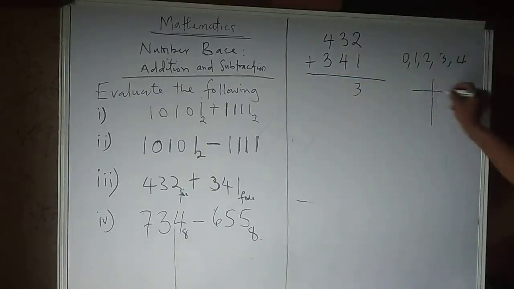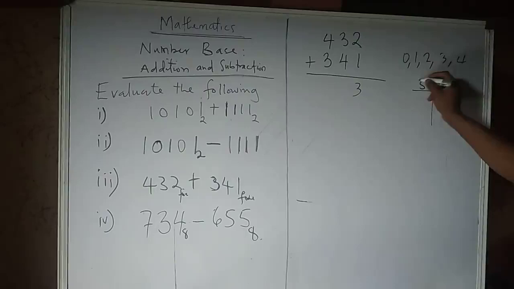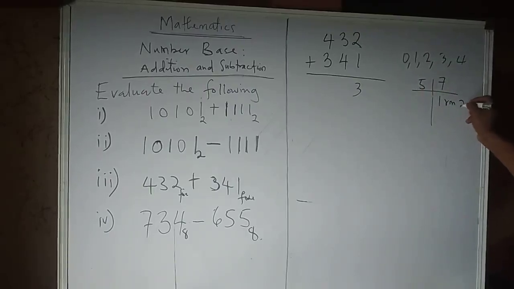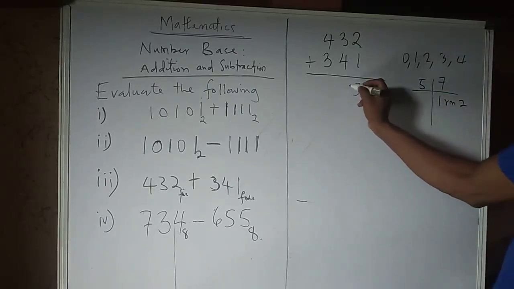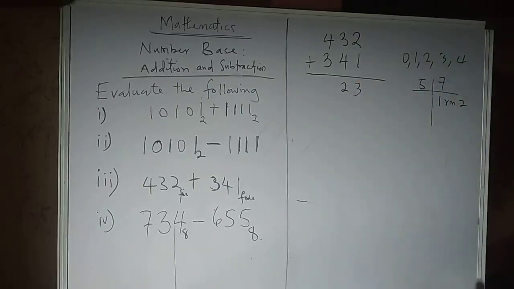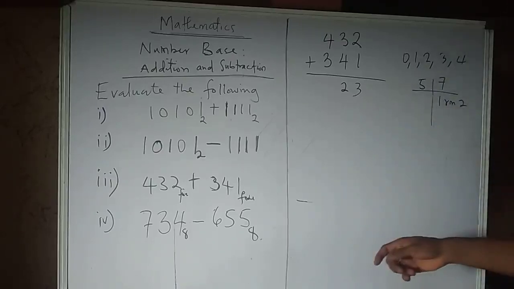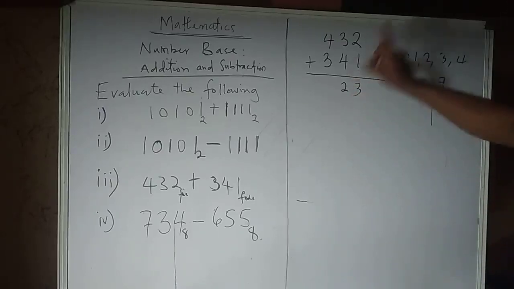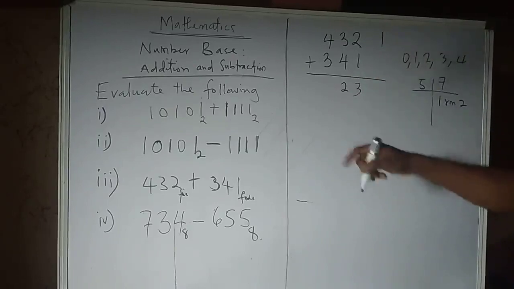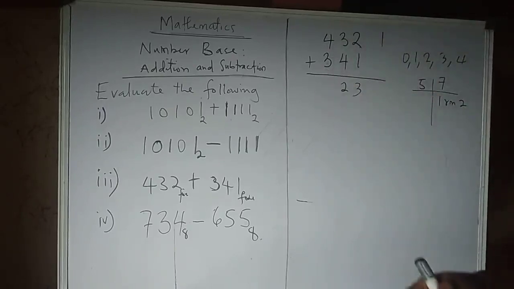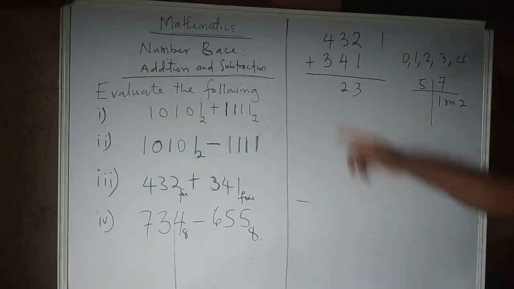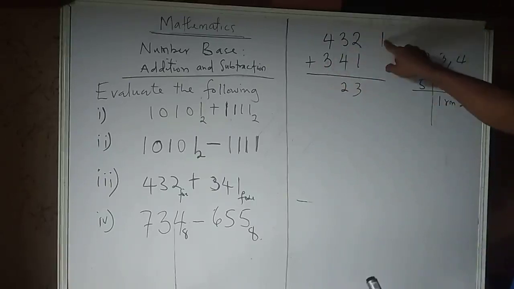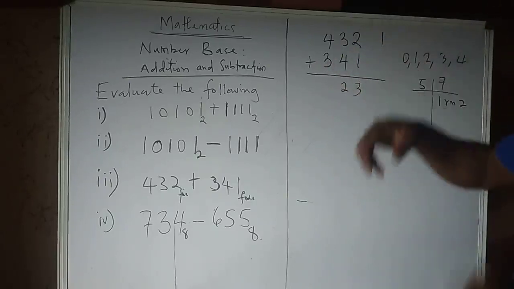So 7 to base 5, we do 7 here, we do 5. 7 divided by 5 is going to go 1 time, remainder 2. So 1 time, remainder 2, that means you are going to write 2 here, and remaining 1. So 4 plus 3 is what? 7 again. 7 plus this one is going to be 8.